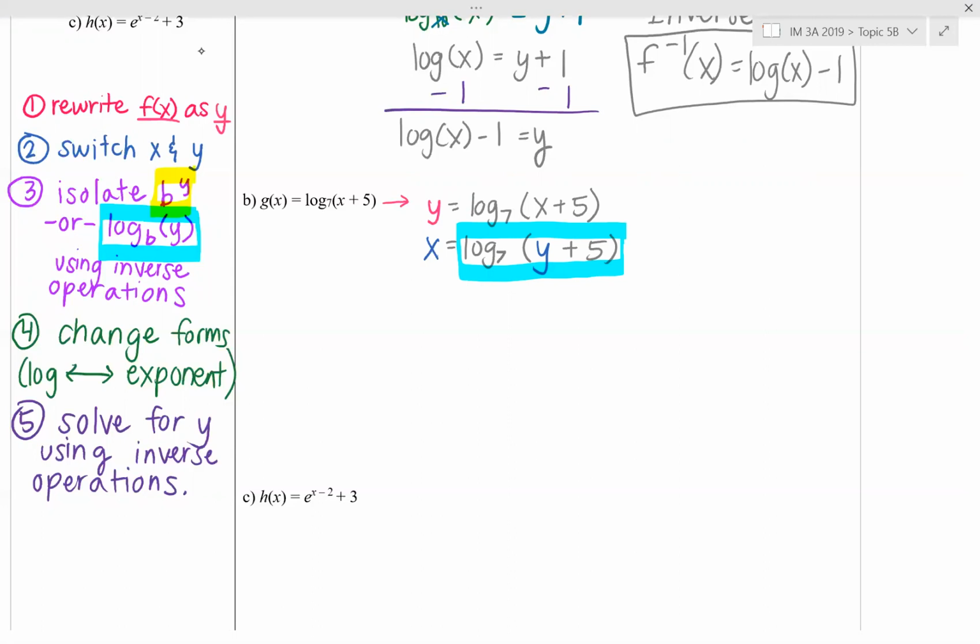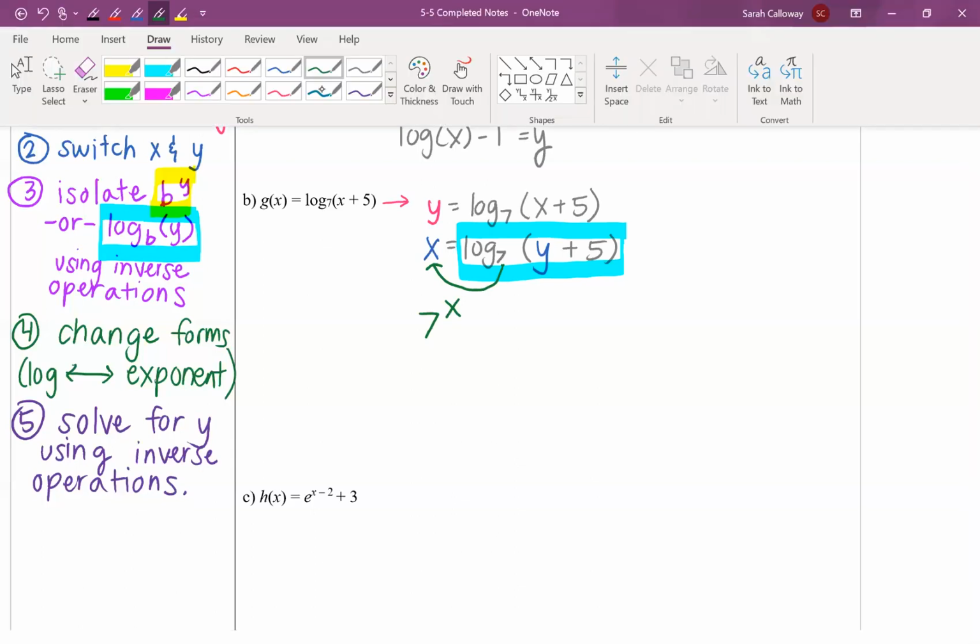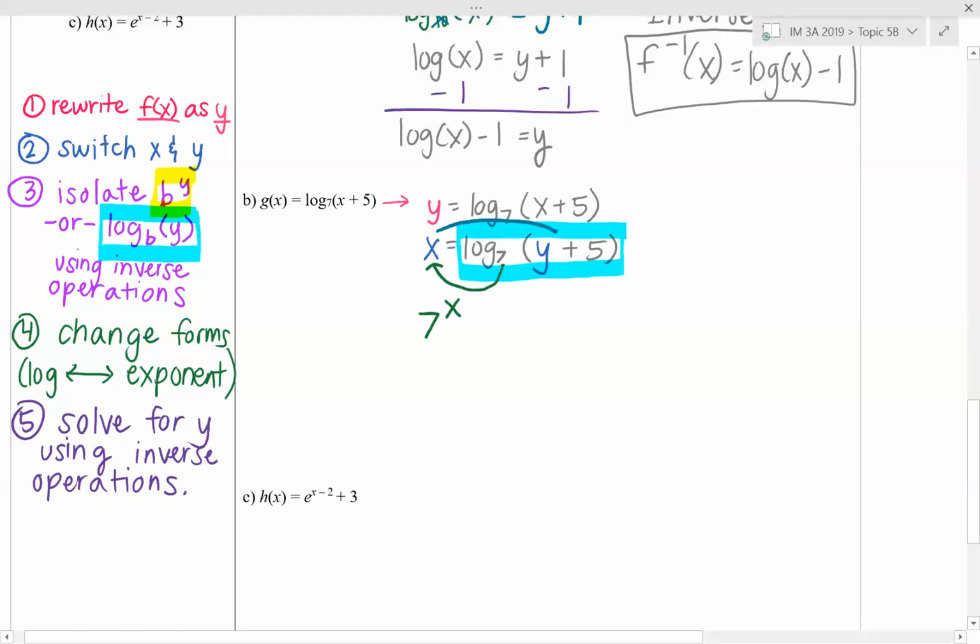So to change forms, I'm starting with the base. So the base of the log is 7. And I'm going to go to the other side of the equal sign. So that's going to give us 7 to the x. And then from the x, I'm going to the other side of the equal sign again, equals y plus 5. So 7 to the x power equals y plus 5.